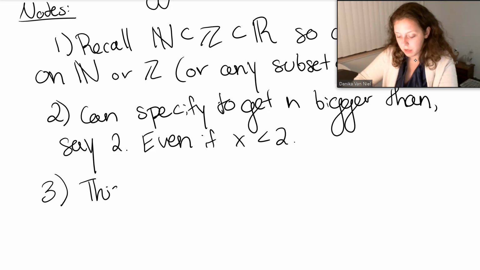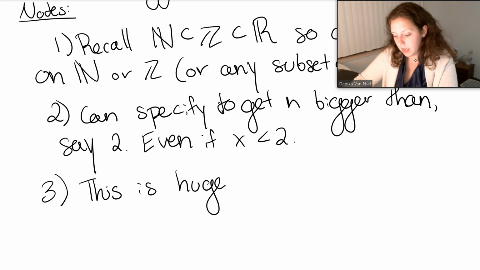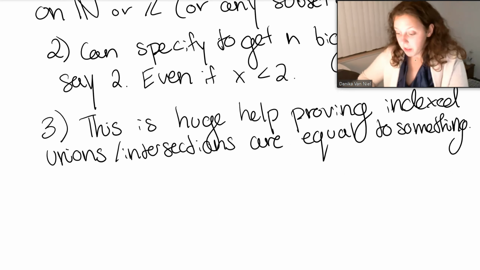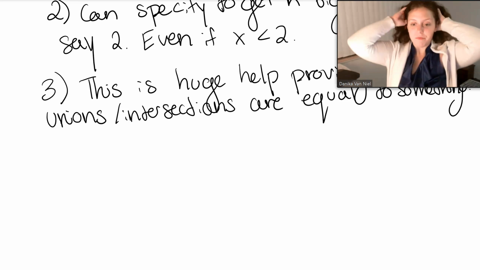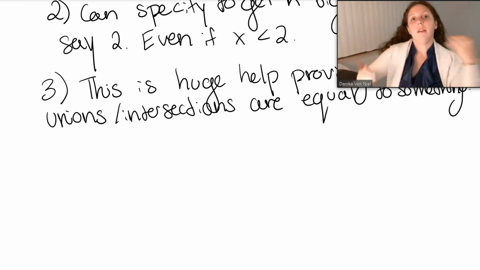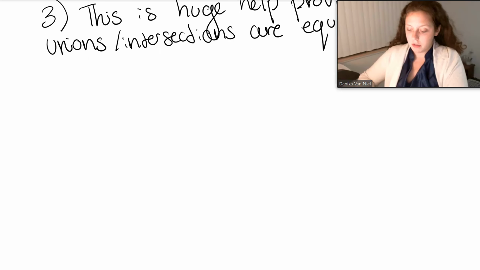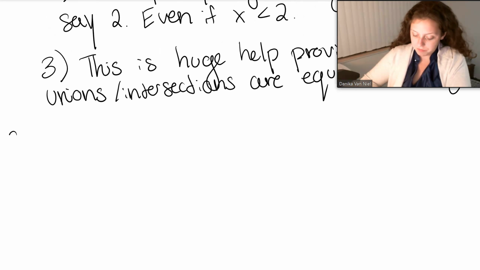So why do we use this? Well, this is a huge help proving indexed unions and intersections. I know I'm very creative with my language today. Okay, so let's try an example to demonstrate this.